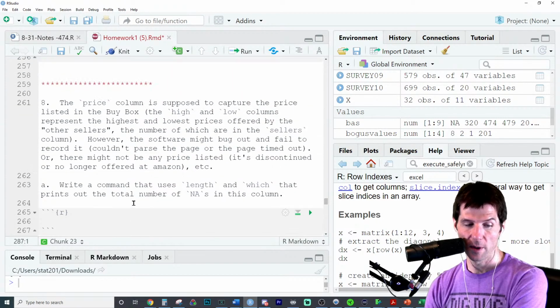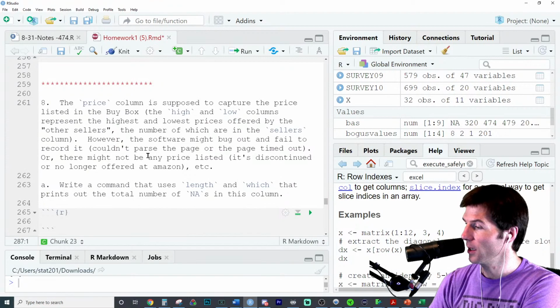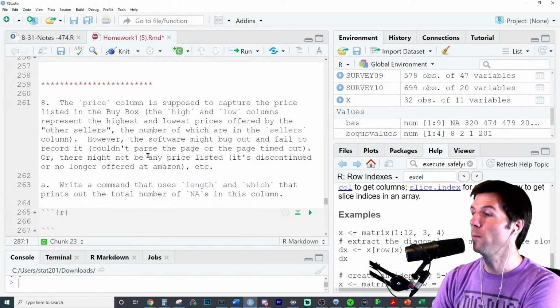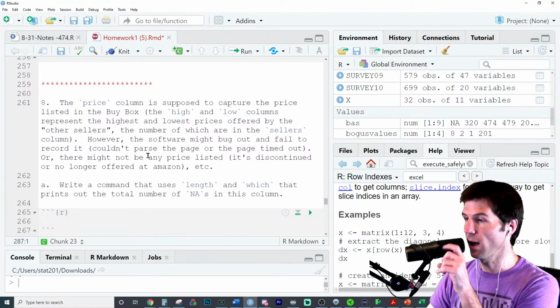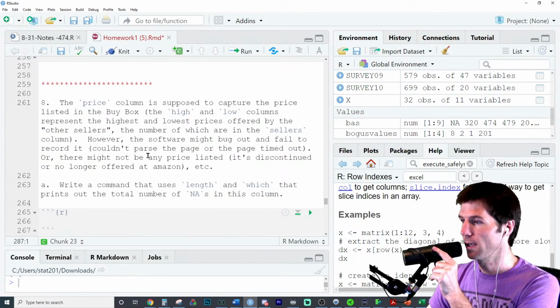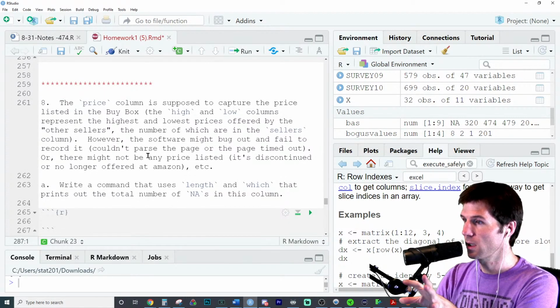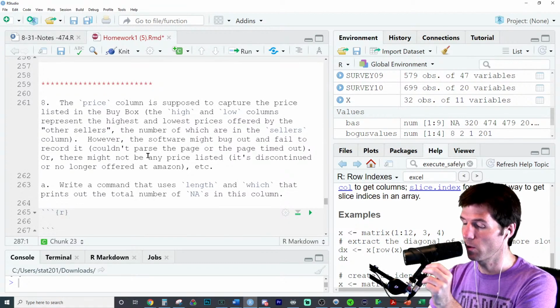This is about validation right here. The price column is considered to capture the price listed of the buy box. When I try to get the mean, it basically keeps saying NA. Make sure you do na.rm equals true. So you need to make sure you have the additional argument, comma, na.rm equals TRUE.